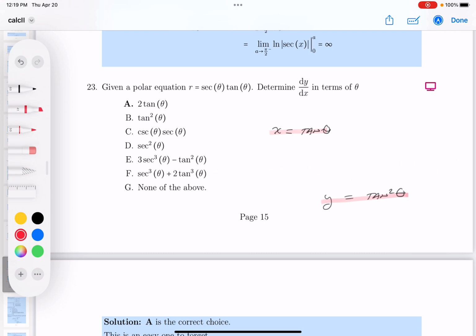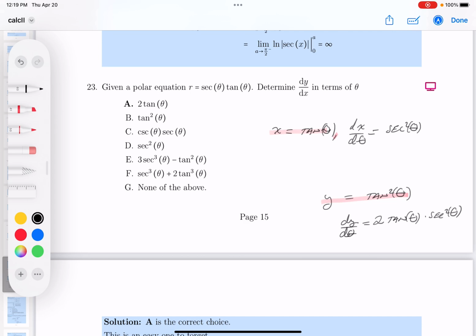All right, what's the question? What's dy dx? So what I'm going to do is write down dx d theta. So dx d theta is equal to the secant squared theta. That wasn't so bad. Now, what's dy d theta? A little more complicated. It's going to be 2 times the tangent to the first power of theta, of course. I put these in parentheses. Times the derivative of tangent, which is secant squared.